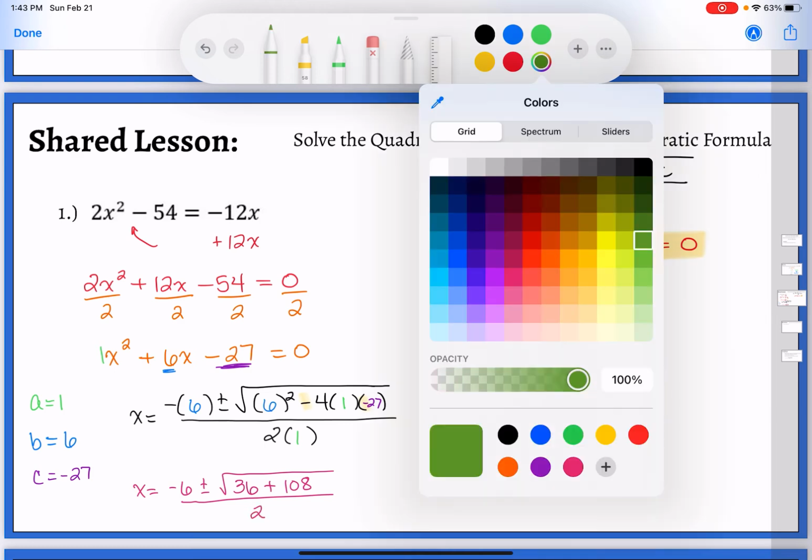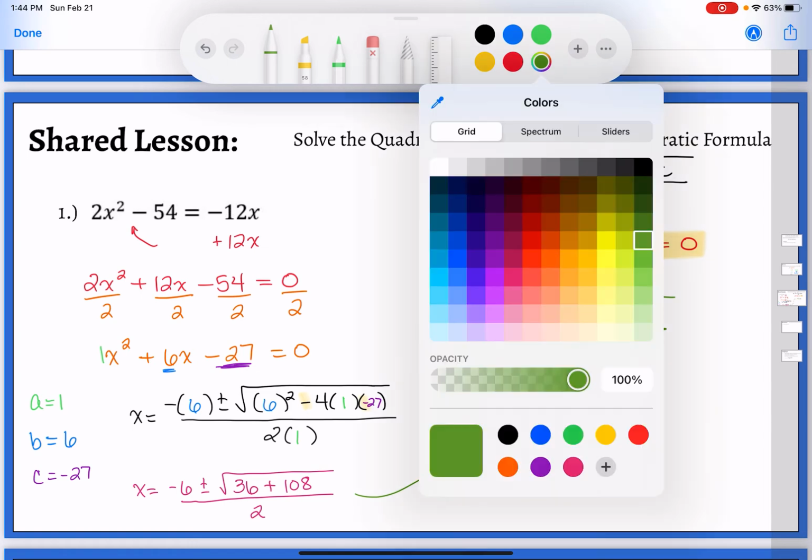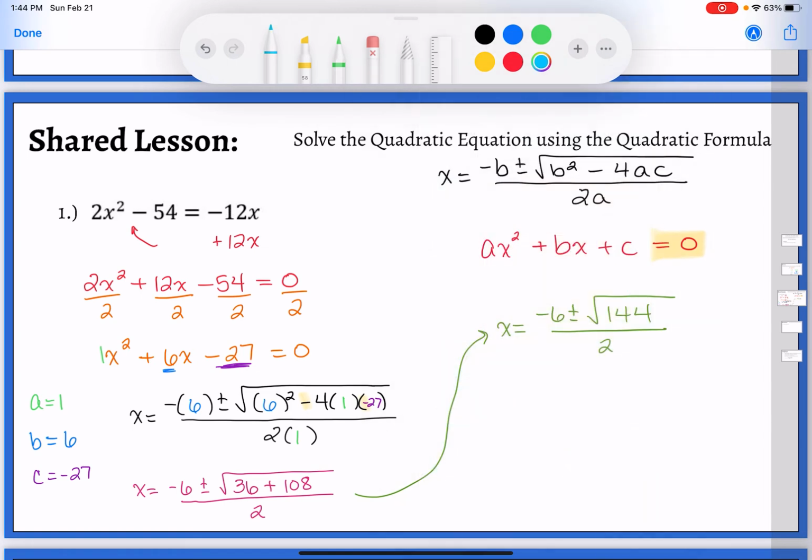All right. Now I'm going to move up here because I ran out of room. So now I'm going to add the 36 and the 108. Oops, I forgot my x equals negative 6 plus or minus the big square root. Oh, maybe not quite so big. So let's see, 36 plus 108 is 144, divided by 2. Oh, 144, that's a perfect square, isn't it? So I have x equals negative 6 plus or minus 12 divided by 2.